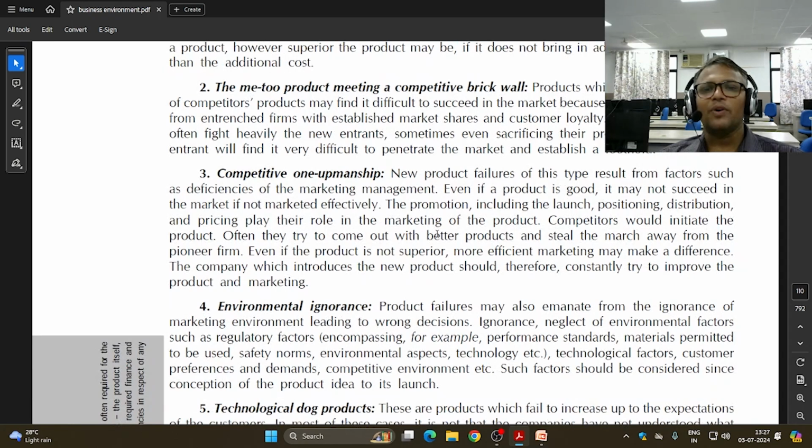Third is the competitive environment shift, in which the new product failure results from factors such as deficiencies in the marketing management. The people in the marketing team or in the organization are not using effective promotional tools in order to be able to manage the launch, positioning, distribution, and the pricing part of the marketing.